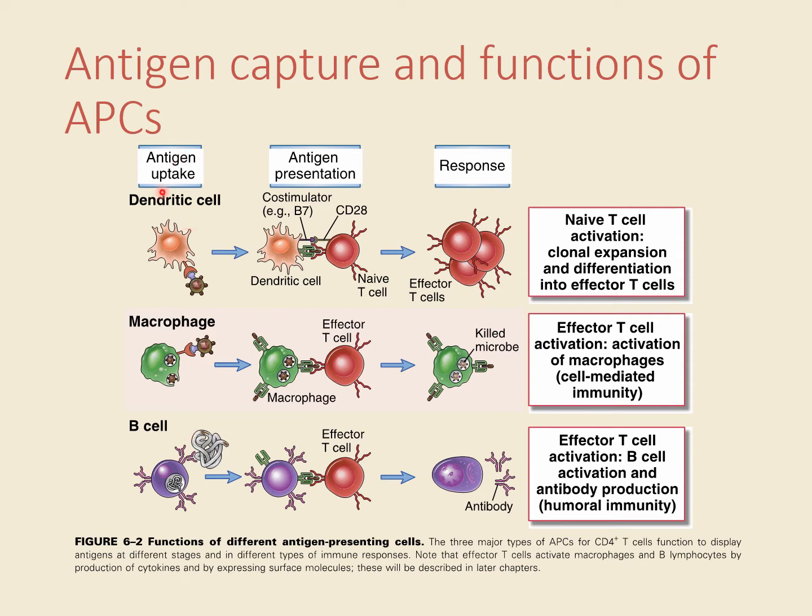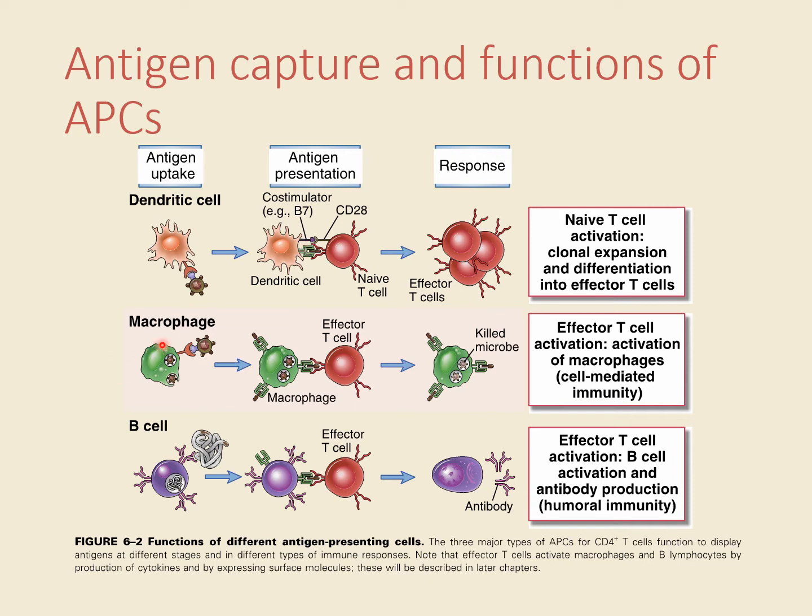Dendritic cells take up antigen and present the peptide to naive T cells, which results in their activation, that is clonal expansion and differentiation into effector T cells. So these dendritic cells have MHC class II molecules on their surface and thus they stimulate T helper cells.